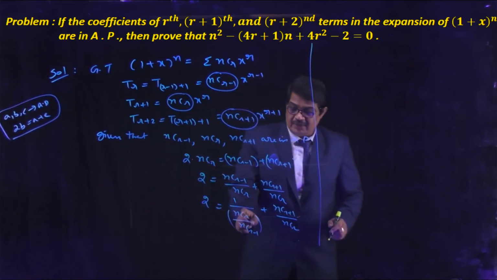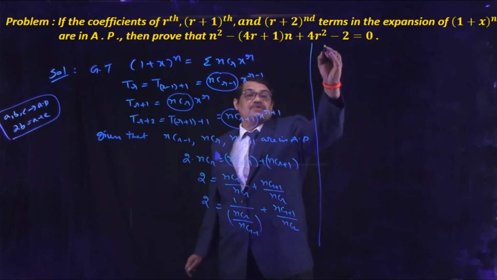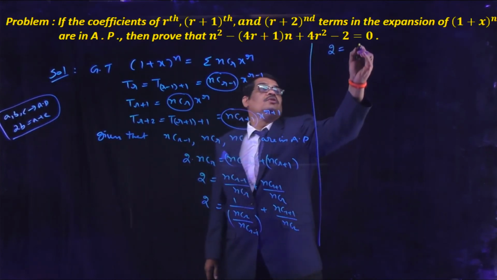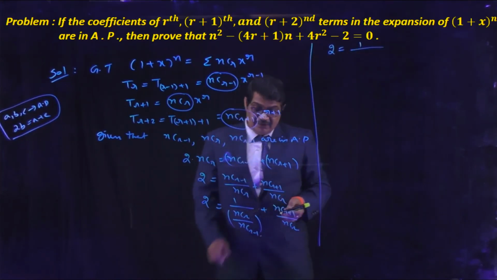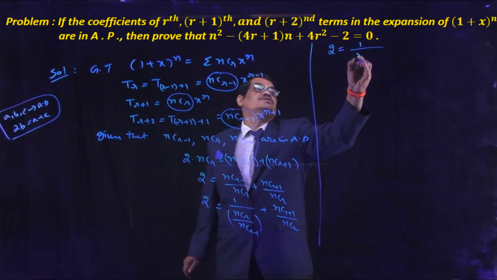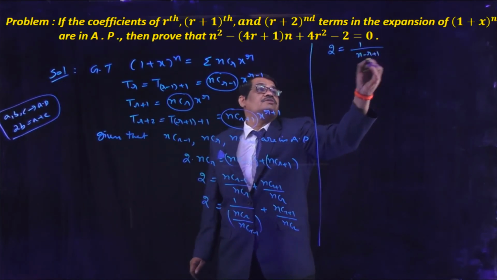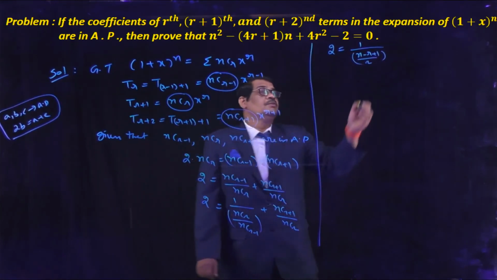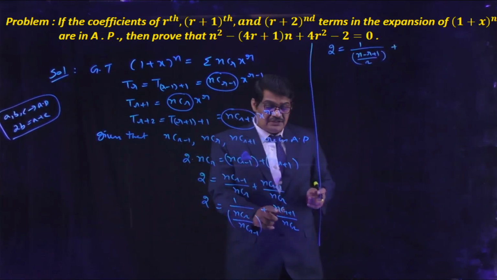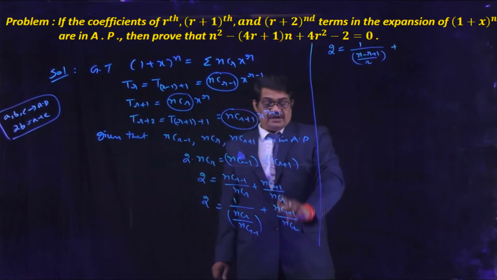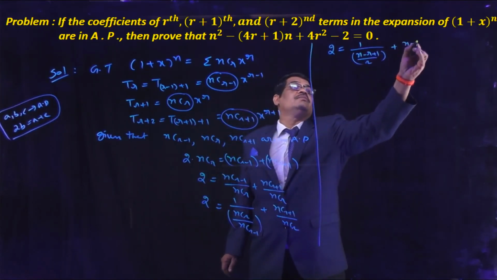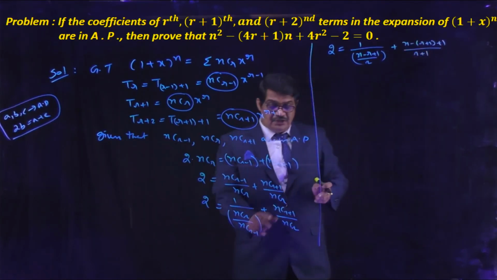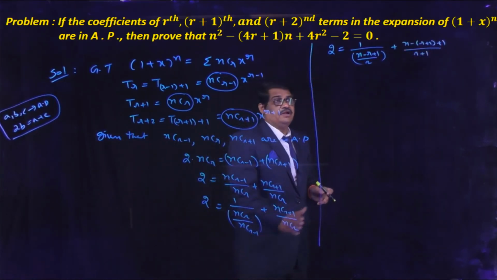Here, using the formula nCr by nC(r-1), the LHS is 2 equals 1 by nCr by nC(r-1). That is the formula (n minus r plus 1) by r, plus nC(r+1) by nCr. Here r is r plus 1, that is (n minus r plus 1) by (r plus 1). In the second term, we are writing r plus 1.